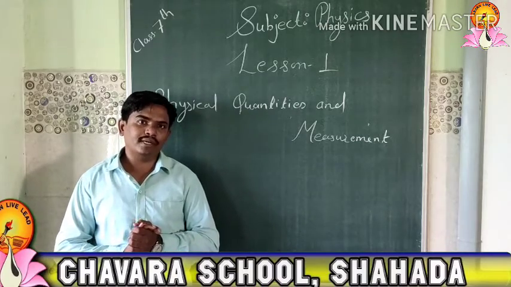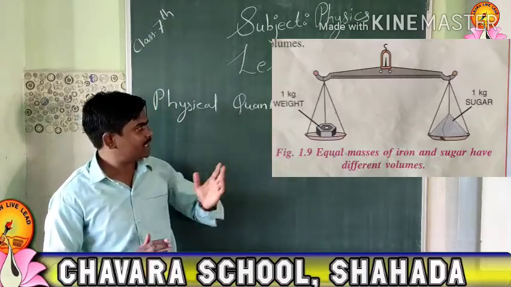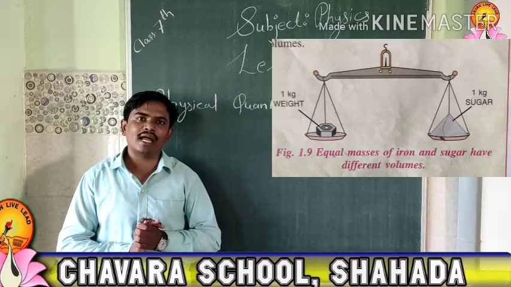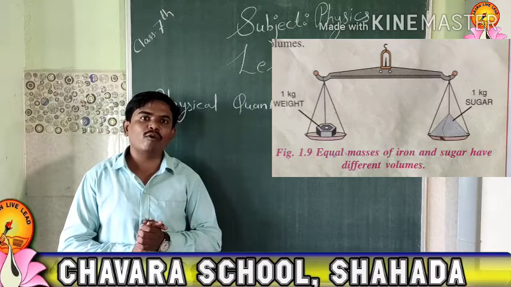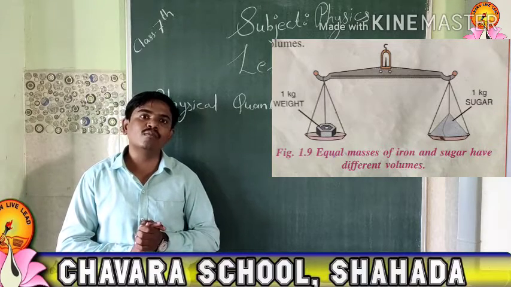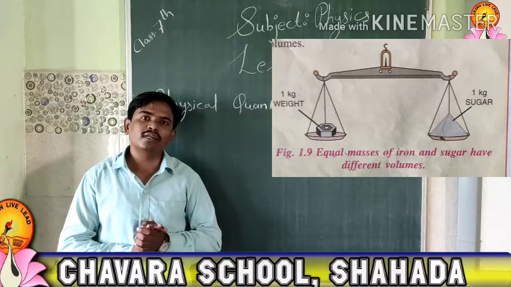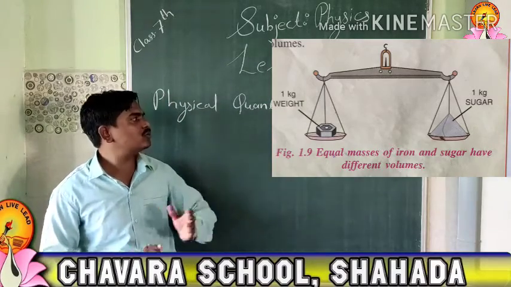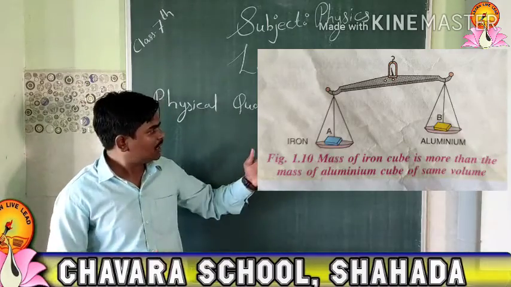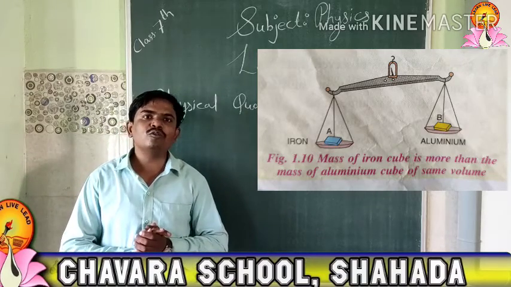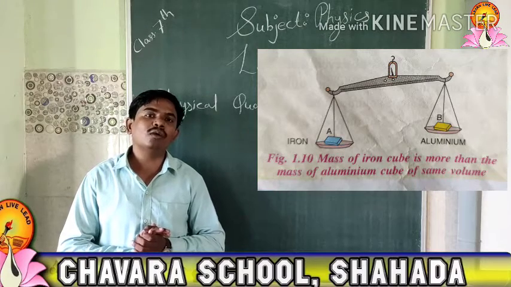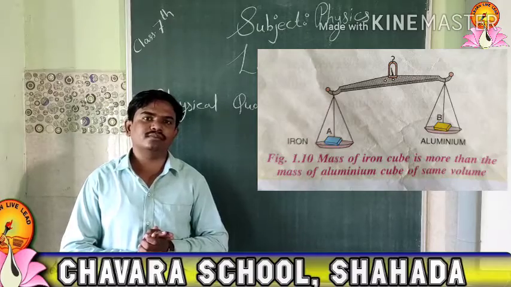Students, as we compare between the two objects, as you can see here, 1 kilogram weight and 1 kilogram sugar. Here we observe that both have the same mass but their volume is different. So here 1 kilogram weight is denser than 1 kilogram of sugar. Also we observe iron and aluminum objects. Here iron and aluminum both have the same volume but they have different mass. Iron is denser than the aluminum.